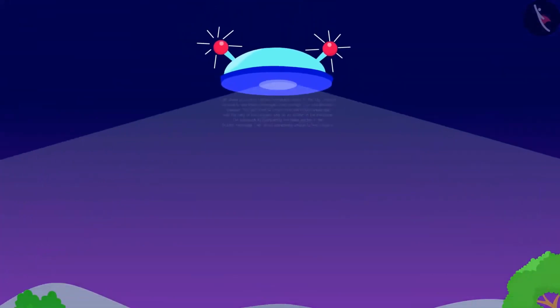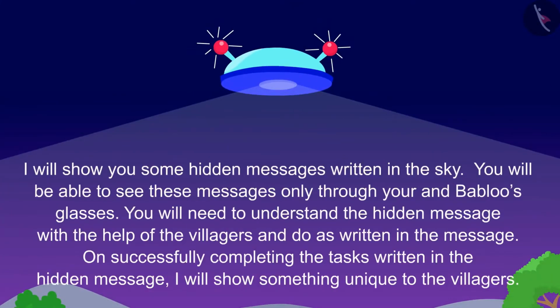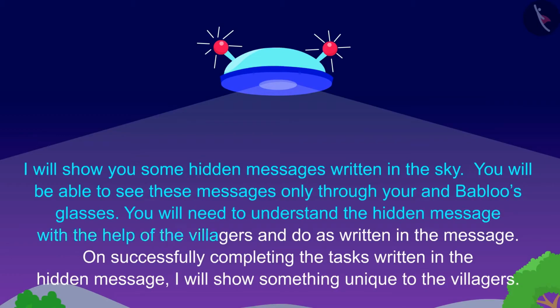Raju saw this written in the sky. I will show you some hidden messages written in the sky. You will be able to see these messages only through your and Bablu's glasses. You will need to understand the hidden message with the help of the villagers and do as written in the message. On successfully completing the task written in the hidden message, I will show something unique to the villagers.